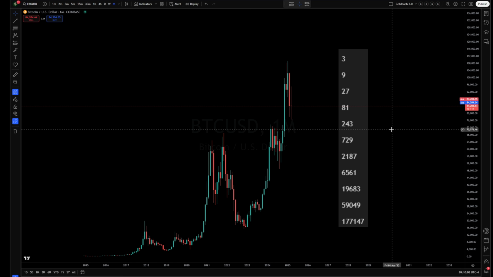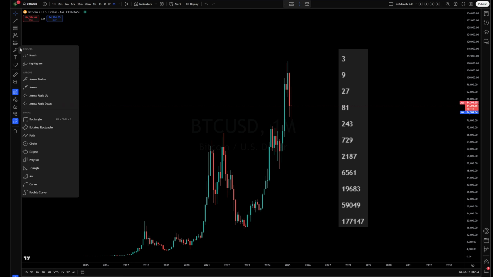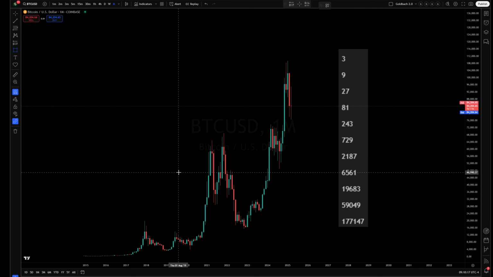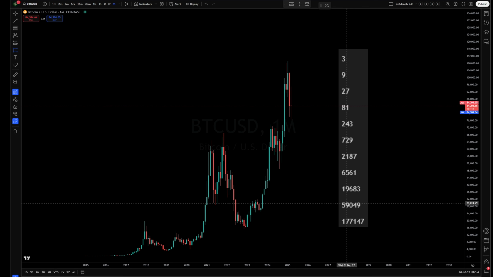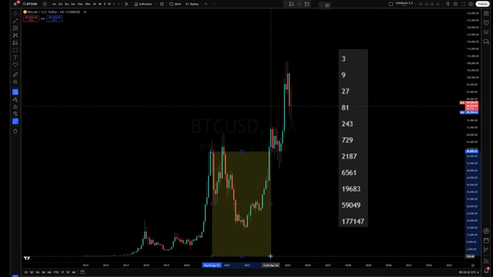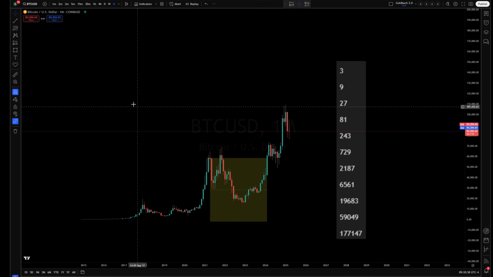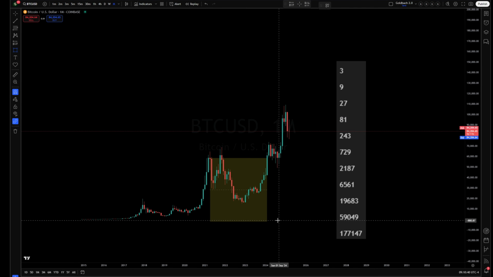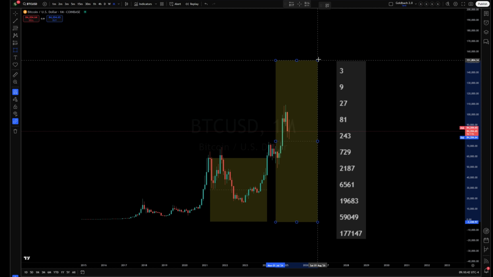So the key thing to ask yourself is, what is the dealing range that we were playing in? We were playing in the 59,000 dealing range. I'll mark that out for you now. This was the 59,000 dealing range, the old dealing range. We are moving towards the bigger dealing range, which goes up to 177,000, which is here.